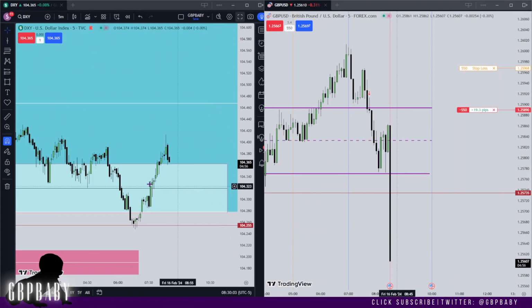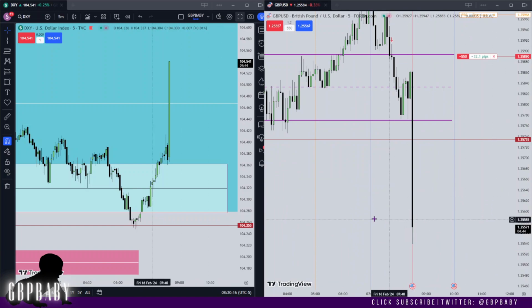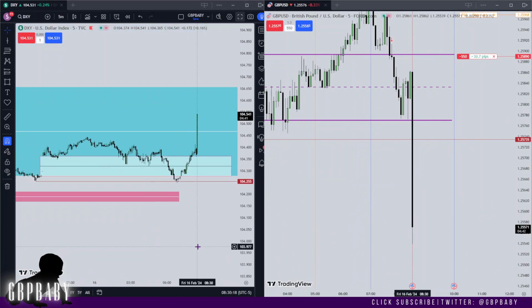So that was PPI, and you can see that pound ran lower just as expected, and dollar aggressively traded higher, running up towards the buy stops that I had my eyes set on. So on the left you can see dollar rallying higher, and on the right you can see GBP moving lower.